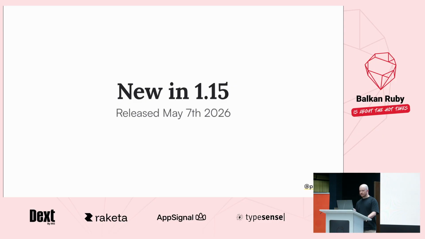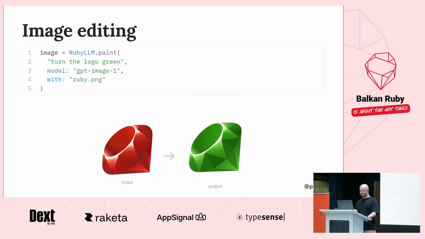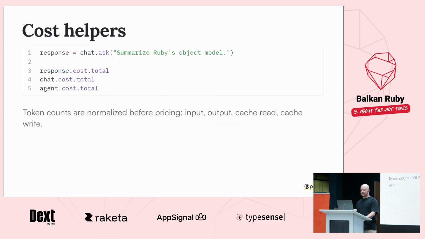And also we have something new from last week. We have image editing support. So you can just pass the dot width argument, and you can edit any image you pass to the paint function. And the cost helpers and token counts are normalized, and they're all there for you.